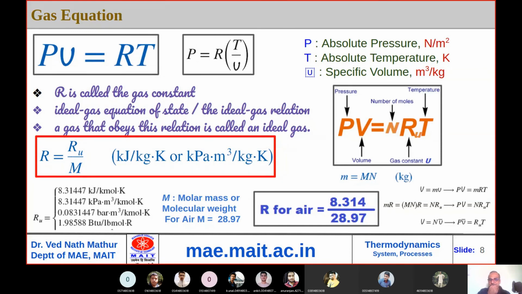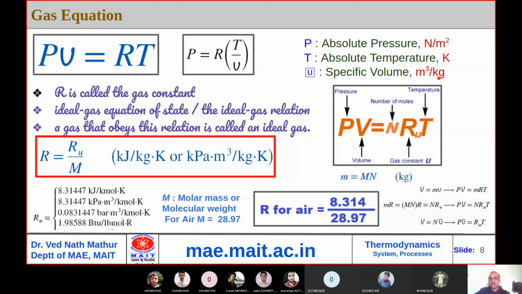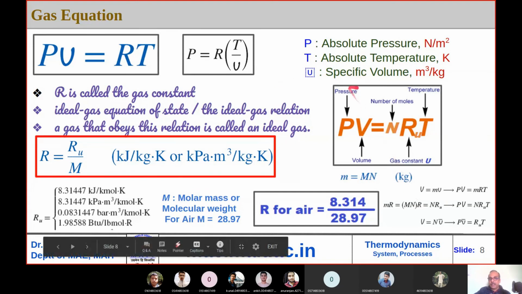See, what I want to tell you is there are two different types of equation. One is PV is equal to RT. The other is also PV is equal to RT. But V in this case, if it's in meter cube per kg, then R is the characteristic gas constant, which is different for different gases. But if V is meter cube per kg mole, then R on the right hand side is the universal gas constant. How are these two equations related?